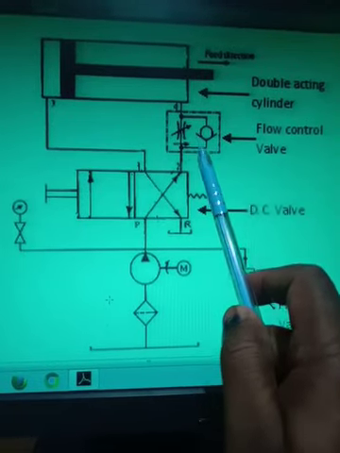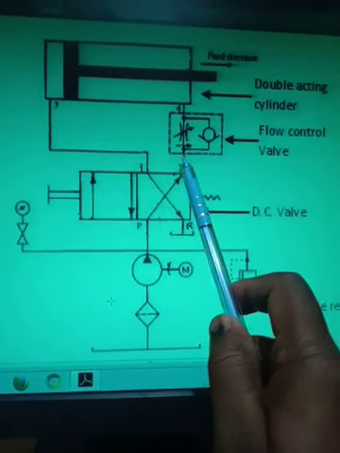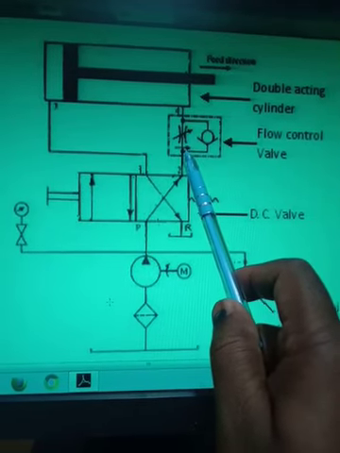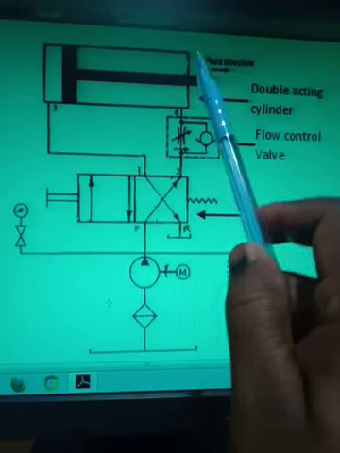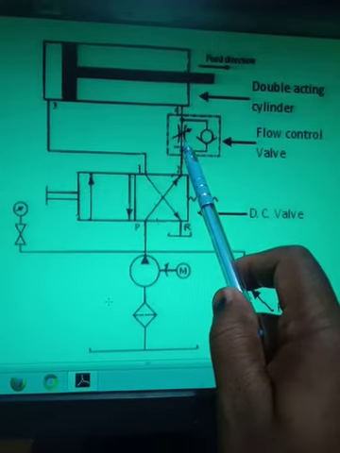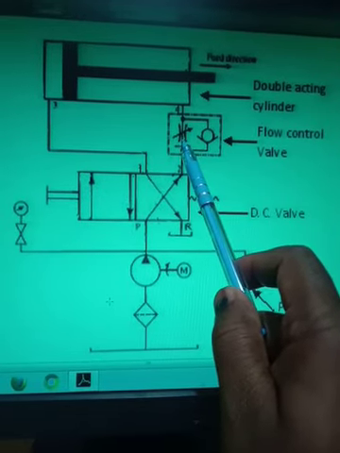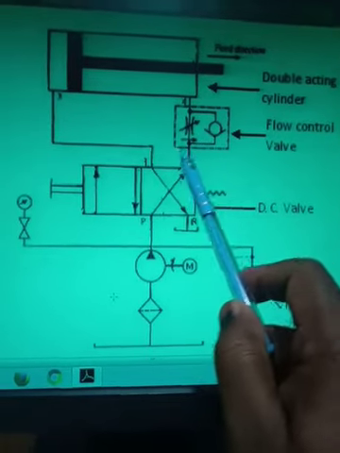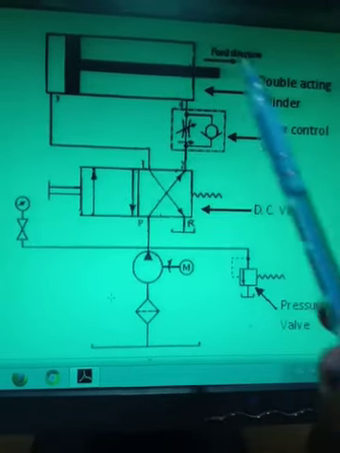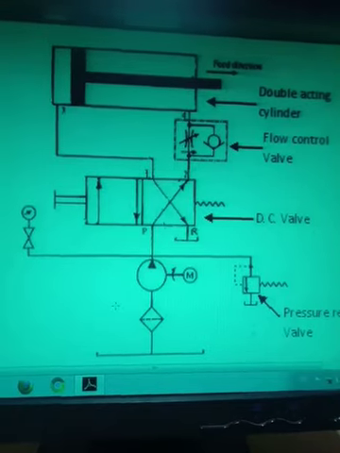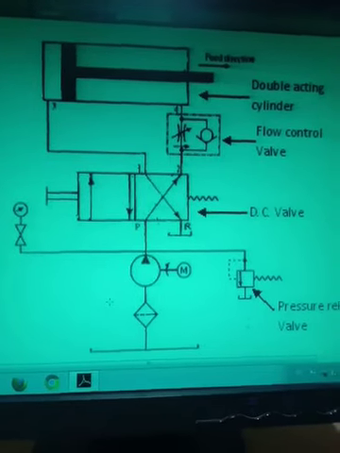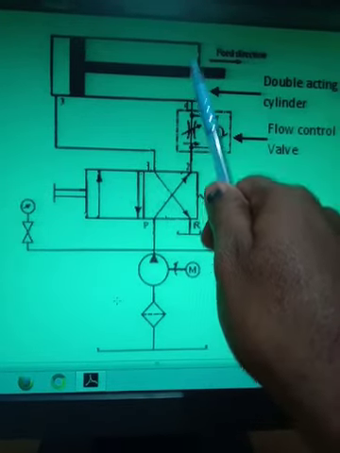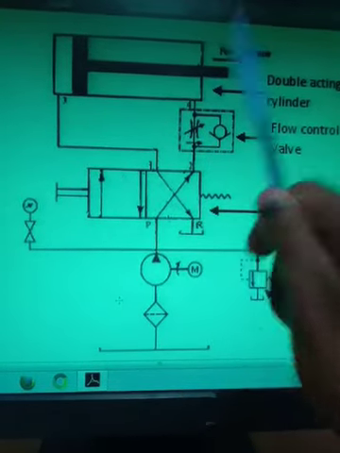Here also I control the forward motion of the actuator, but here I kept the flow control valve at the outlet of the actuator, and here I provided some restriction. Suppose I set the flow control at 70%, so 30% flow I restricted, and therefore the forward motion of the actuator became slow. Understand? This is the first position. Now slowly the piston moves here, the actuator moves here, and the actuator came here. The first stroke is completed.